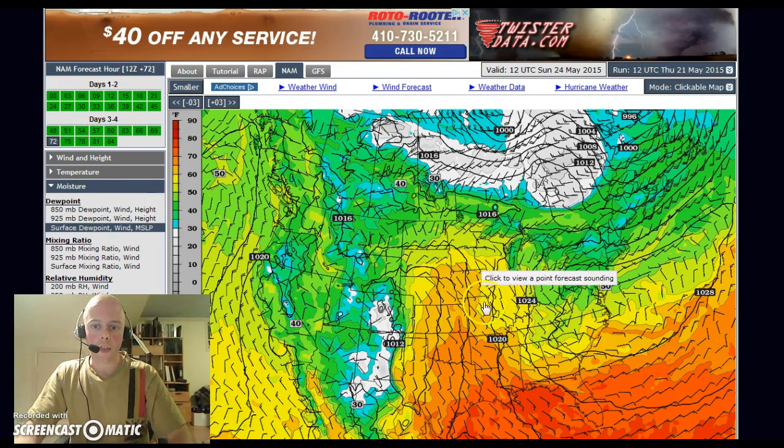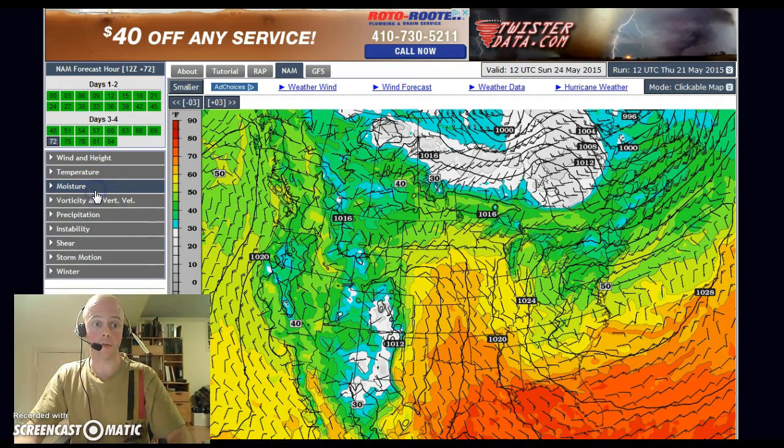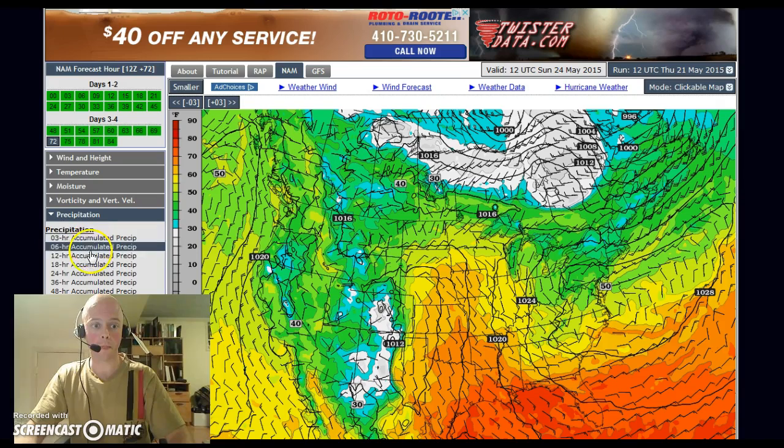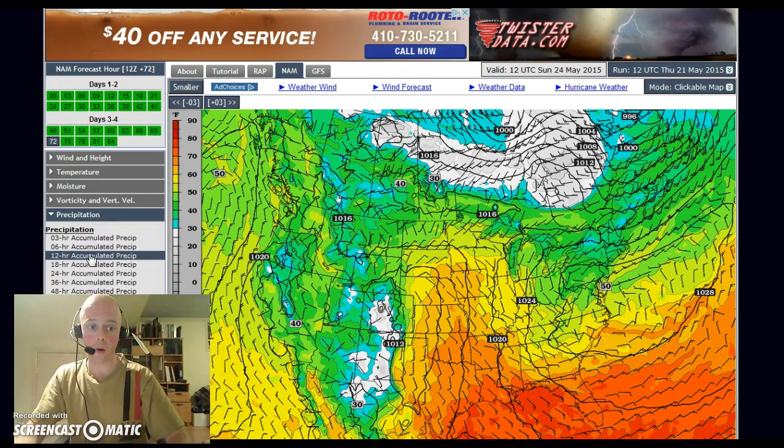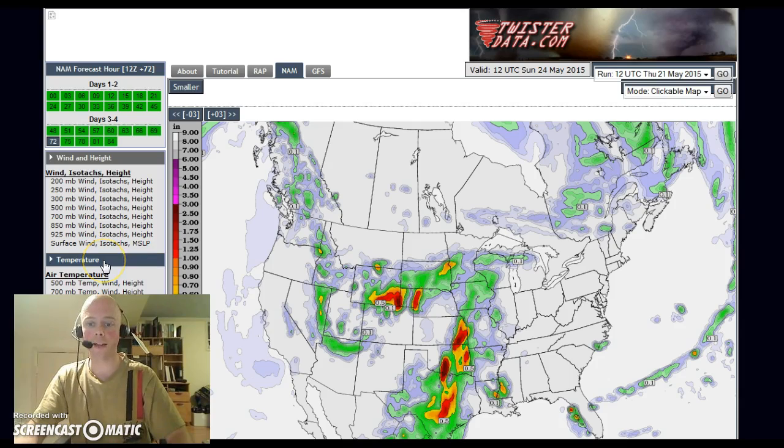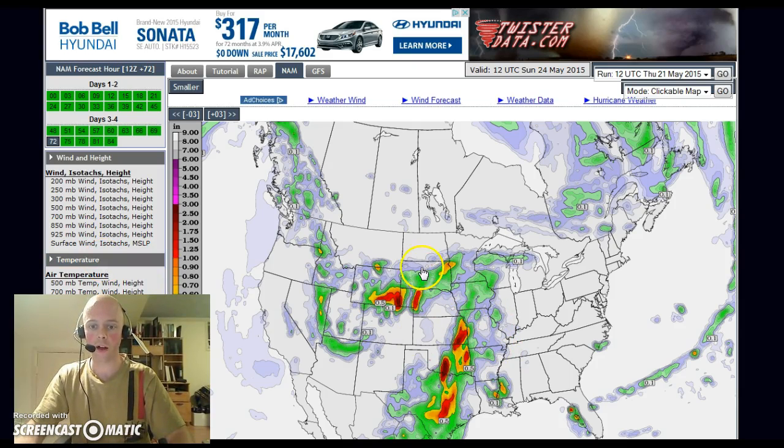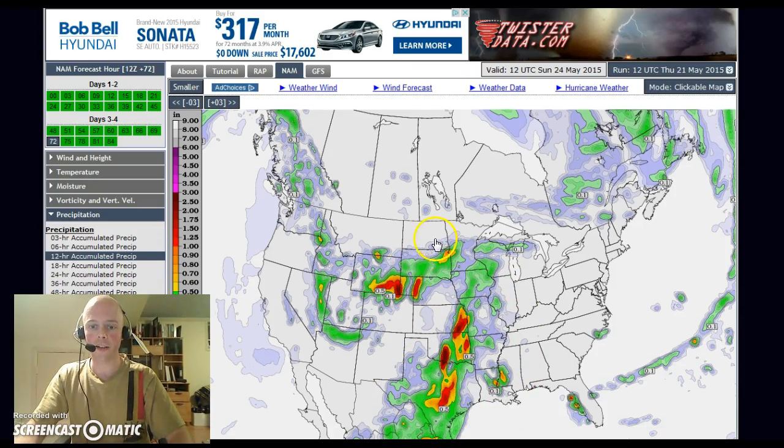So let's see if I'm right. Is this area that has a lot of moisture in it in the low levels going to be conducive for rain? Let's see what the model is saying. This is a forecast model output over the past 12 hours. A wide area here has now seen precipitation fall. And a lot of these little clusters here are probably indicative of some storms, possibly severe storms.